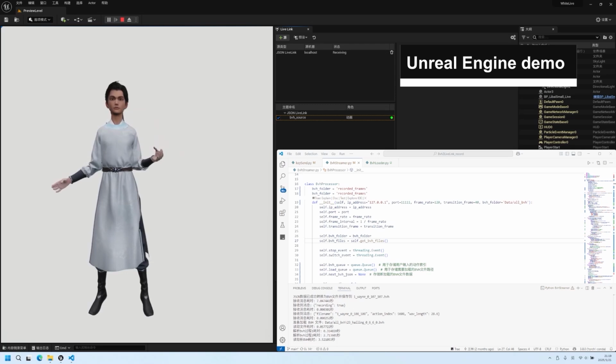This is a demonstration of NeRAG running on Unreal Engine. It's now driving a MetaHuman. We use in-the-wild audio from a TED Talk to test the model's generalization.